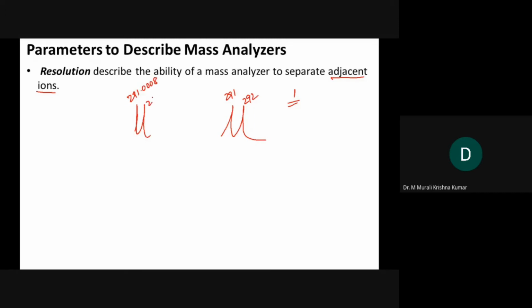Okay, so if you have 291.0008 and 291.0015, then where is the resolution? So resolution is at the 4th digit, meaning 0.0001. At that level, it is able to differentiate. This is a very high resolution instrument. This is a low resolution instrument. It is like that. Okay. So they have their own advantages.